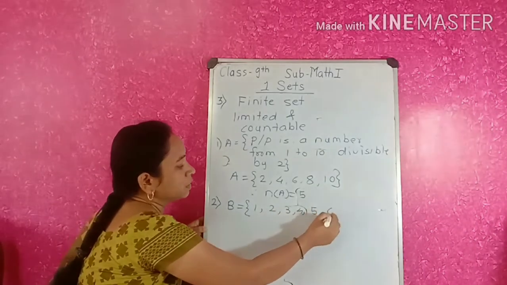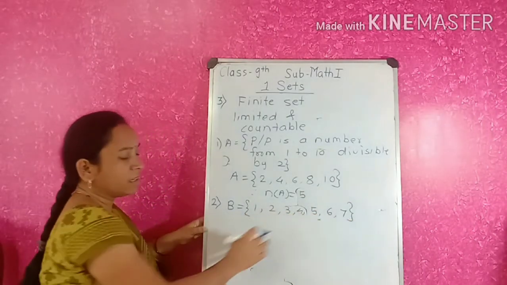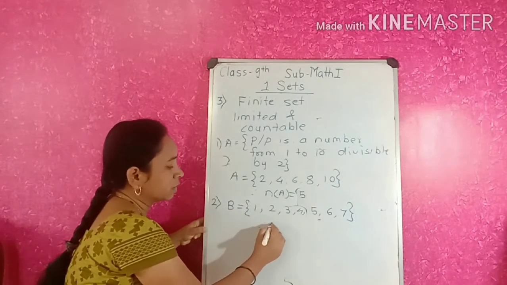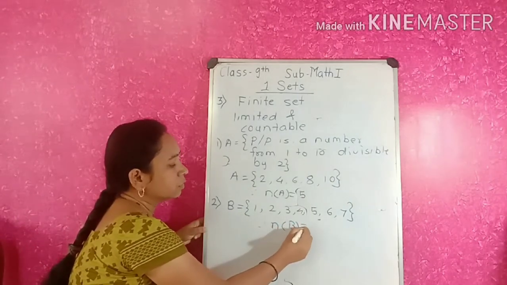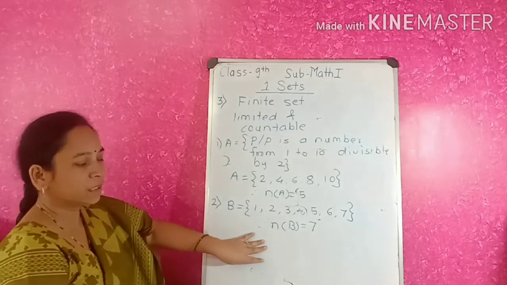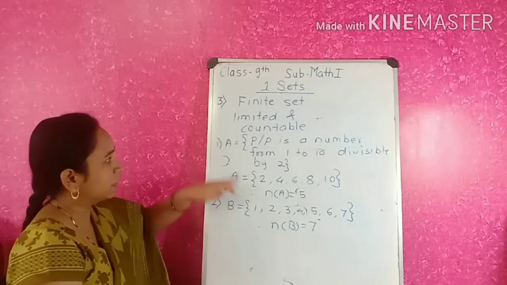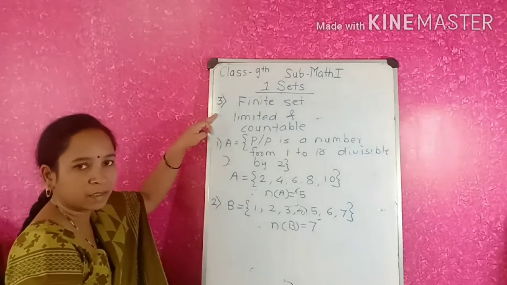5, 6, 7. How many elements does it have? 7 elements. And now n of B is equal to 7. So it is a limited set and countable. That means it is called a finite set.